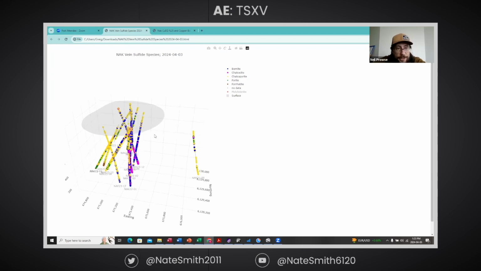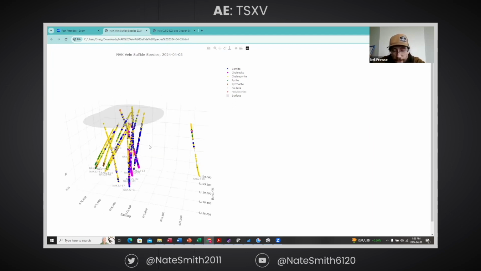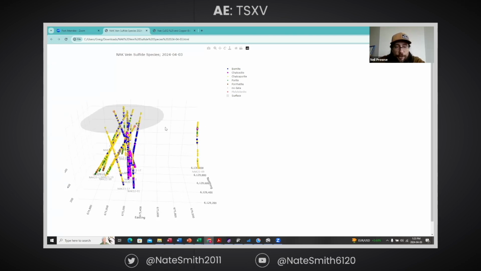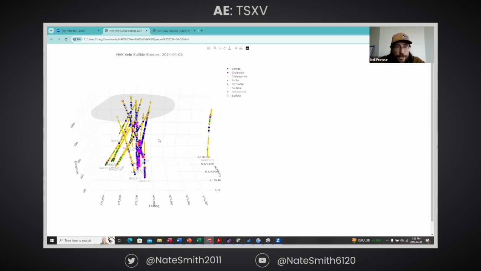But this is the raw data. As part of our logging, part of the protocol is anytime we see a mineralized vein, we note its orientation and its composition and its thickness. So this plots the dominant sulfide species from each mineralized vein that we encountered in the program. There's thousands of measurements here.